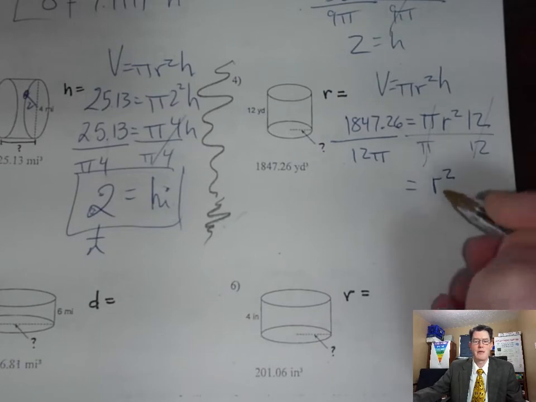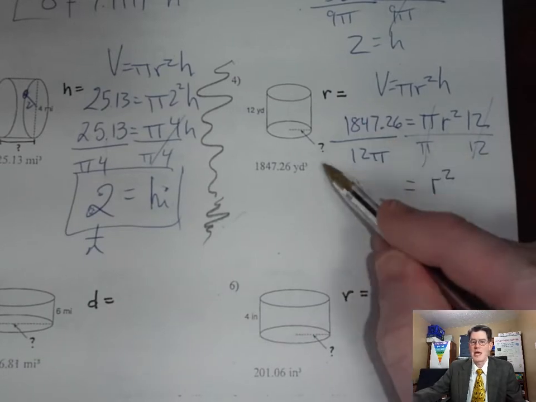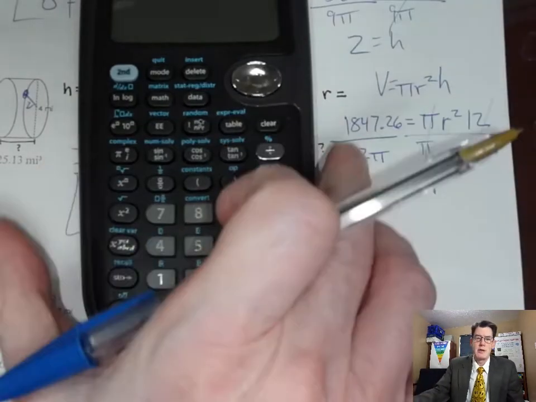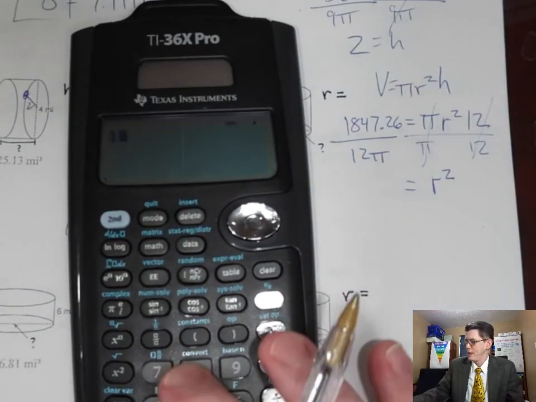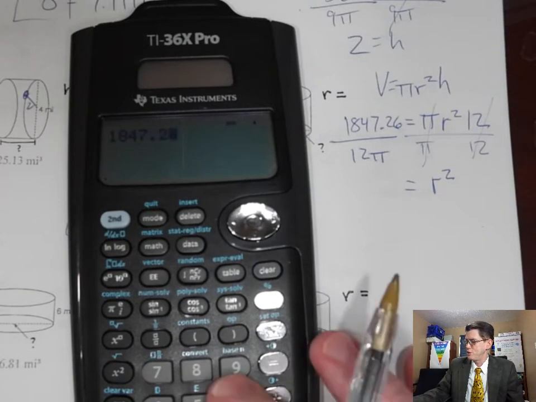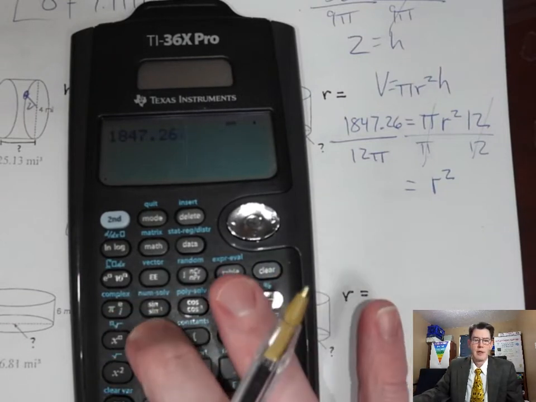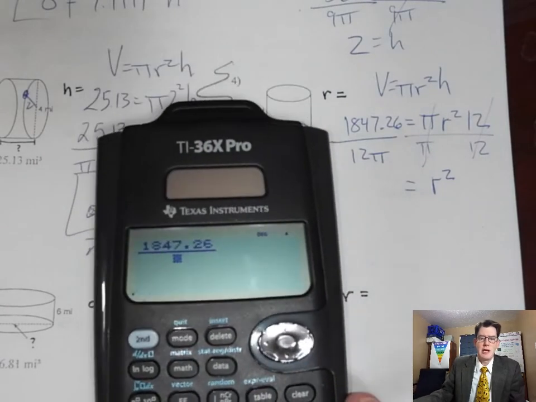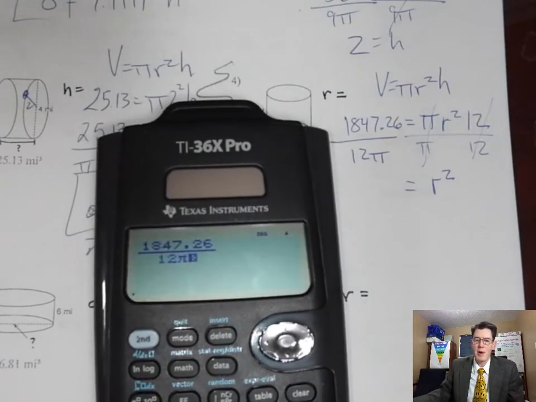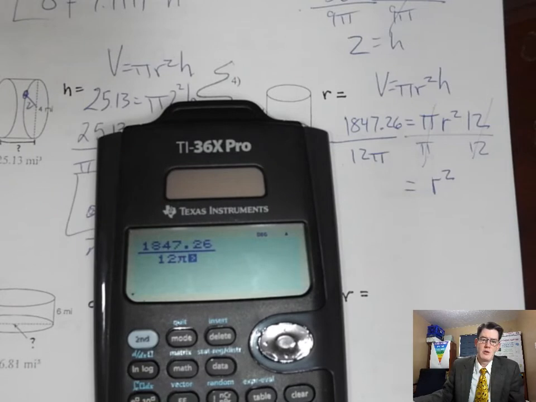So in a second, we're going to have to take the square root. R squared equals that number right there, and I have no idea what that is. Some we can do in our head, but that one's maybe a little too much. 1847.26 divided by 12 pi, and I'm using the fraction bar to make sure I get it right. You can do 12 times pi.